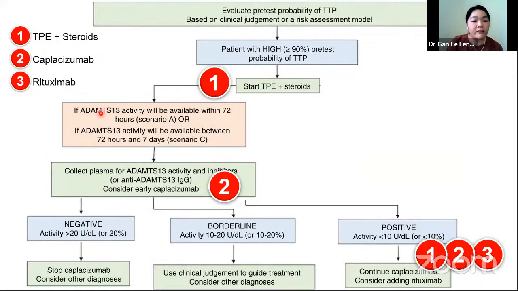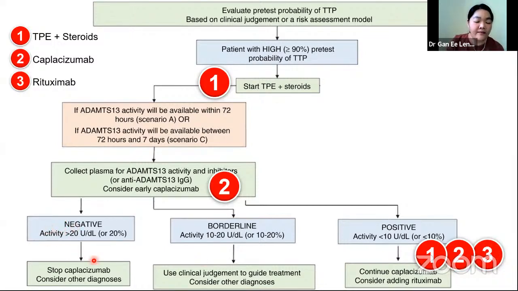On the left-hand side is the ADAMTS13 activity-guided treatment. When we have a very high pretest probability of TTP and we think the ADAMTS13 result can come back within 7 days, you add caplacizumab while waiting for the result. So number 1 is TPE and steroid, number 2 is caplacizumab. And let's say we have confirmed the diagnosis of TTP. So with the plasma exchange, steroid, caplacizumab, then we add rituximab here.